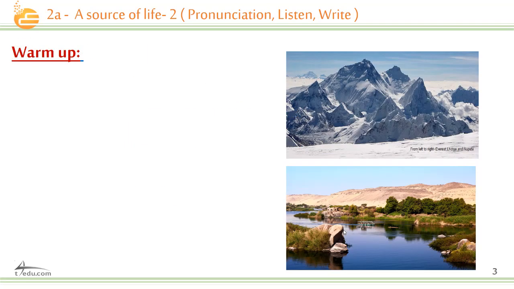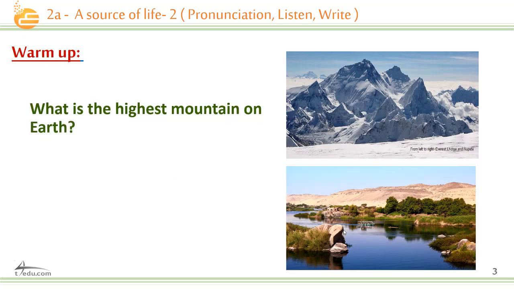Okay, as a warmer, what is the highest mountain on earth? Who can tell me what is the highest mountain on earth? Very good. It's Mount Everest. Mount Everest is the highest mountain on earth. As said previously, it's about 9,000 meters high above sea level.